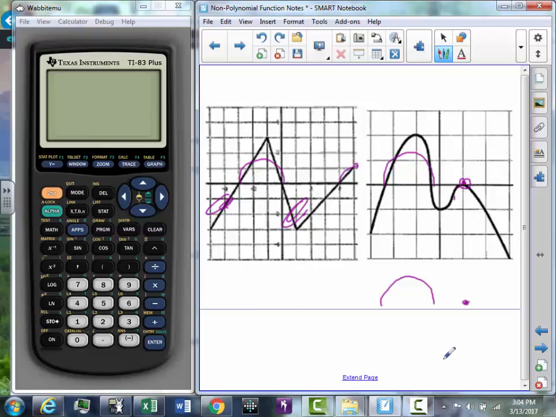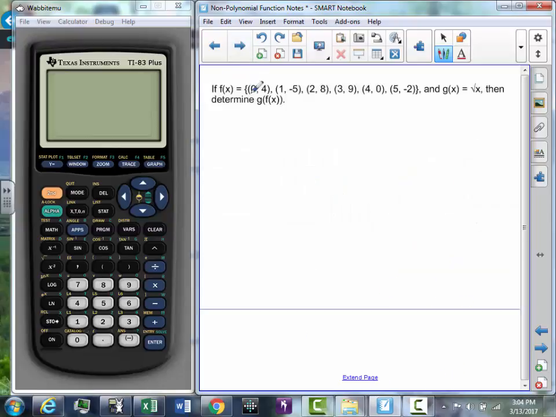Our polynomial functions are very standardized and normal. Our non-polynomial functions start to look funny. They have different unique properties to them.